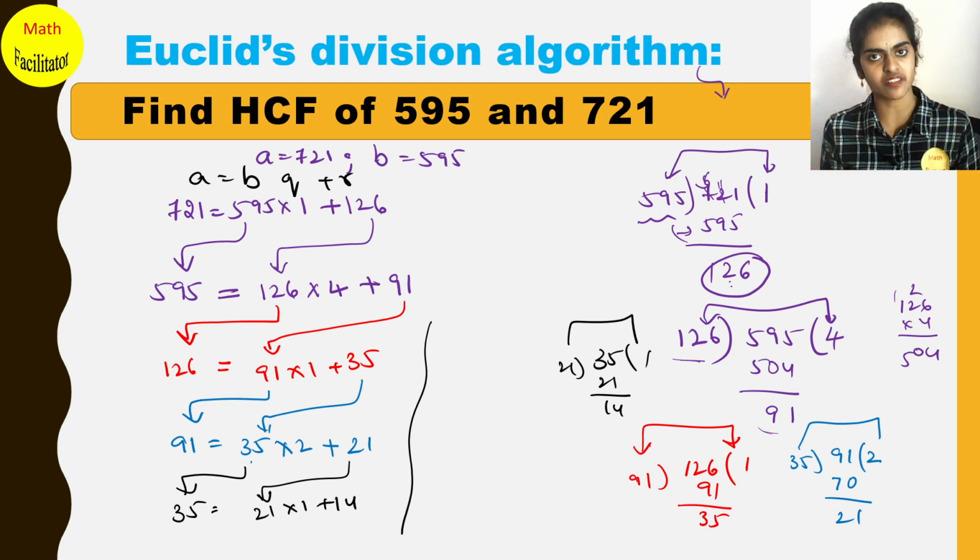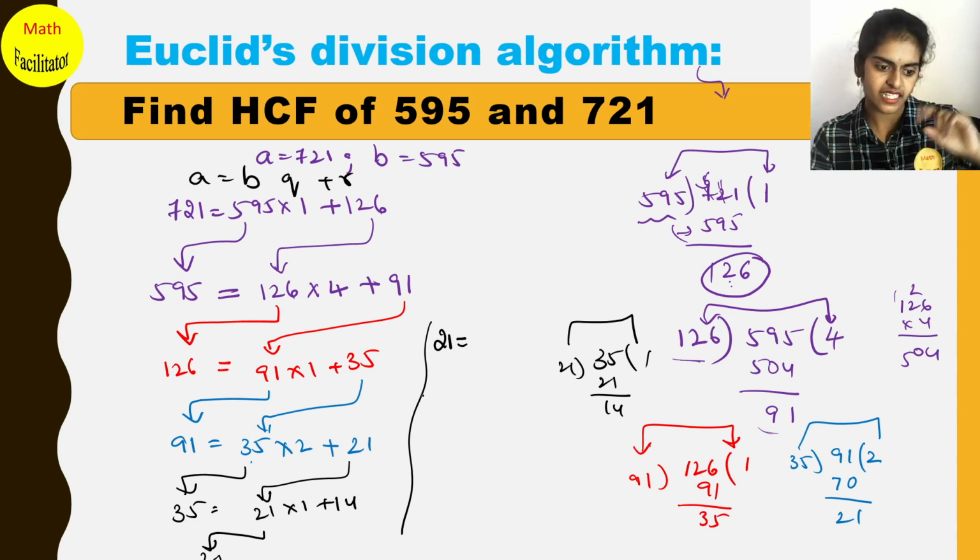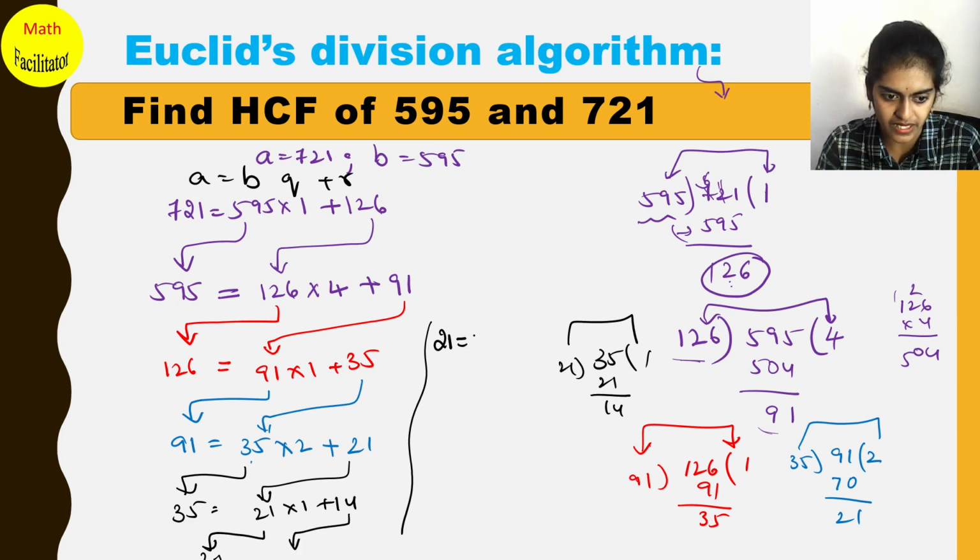They are based on Euclid's division lemma. Now here you can see my 21. 21 will be the next dividend and this 14 which is there will be the next divisor. Let us divide 21 by 14, which gives you how much?